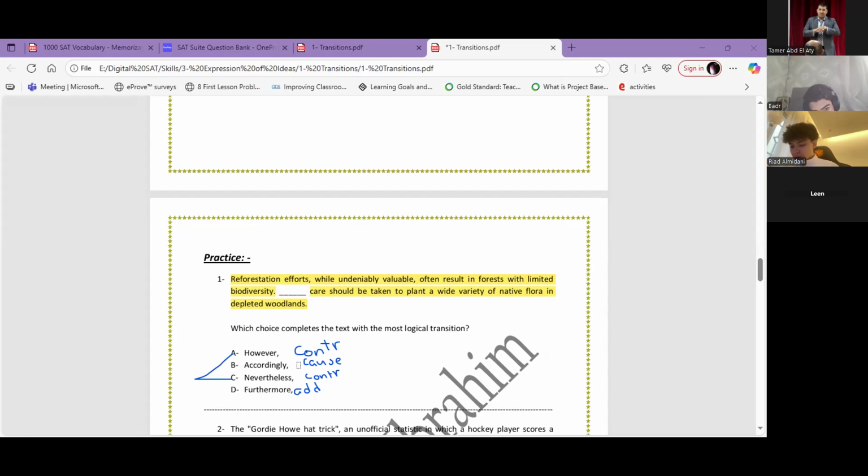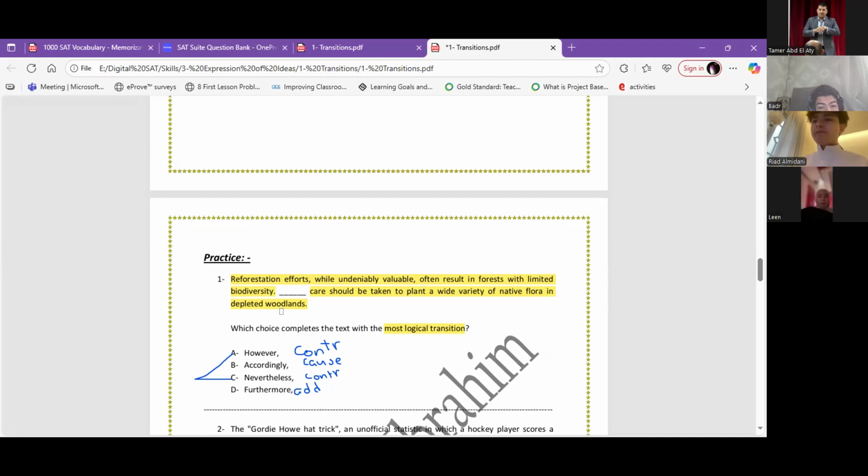Again, we look at the function of each transition. We have now most logical transition. So we look at the function of each transition: however, contradiction; accordingly, cause and effect; nevertheless, contradiction; furthermore, addition. So now I'm going to put A and C aside and find the relationship between the sentence before and the sentence after. Here he said reforestation efforts, while undeniably valuable, often result in forests with limited biodiversity. So now I know from the first sentence that reforestation has limited biodiversity. Then after that he said care should be taken to plant a wide variety of native flora in depleted woodlands. Because of reforestation, we have to take care to plant wide. Thank you. Accordingly, cause and effect.